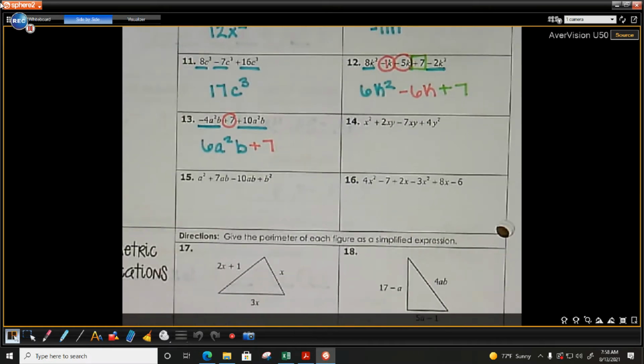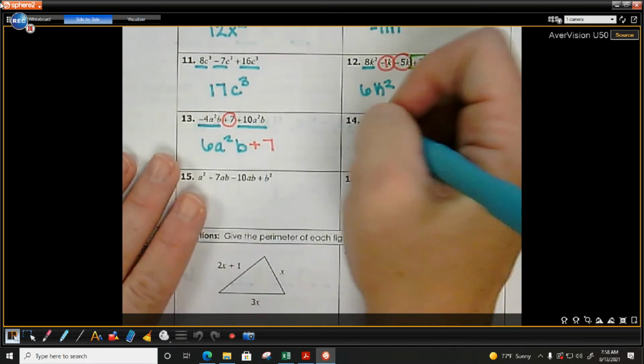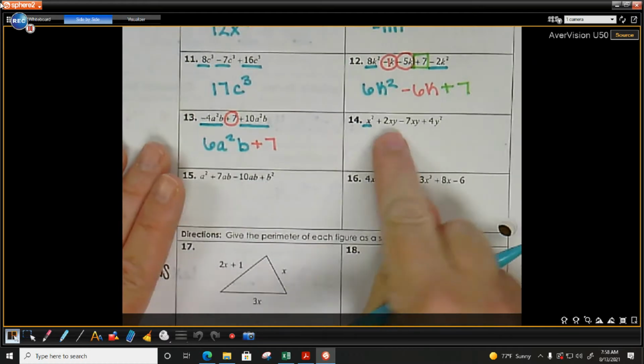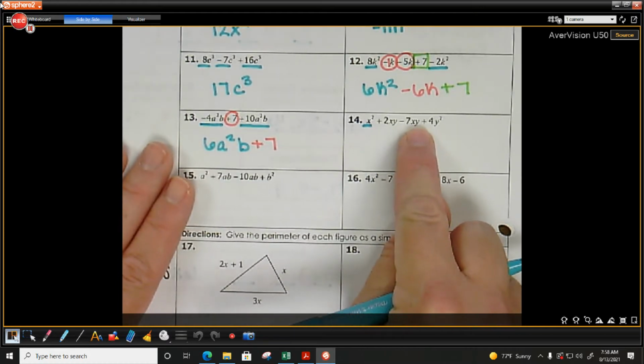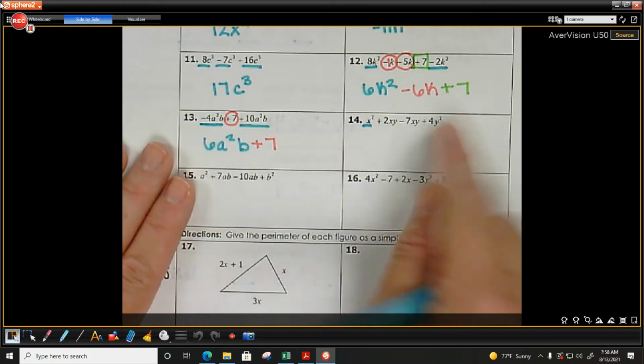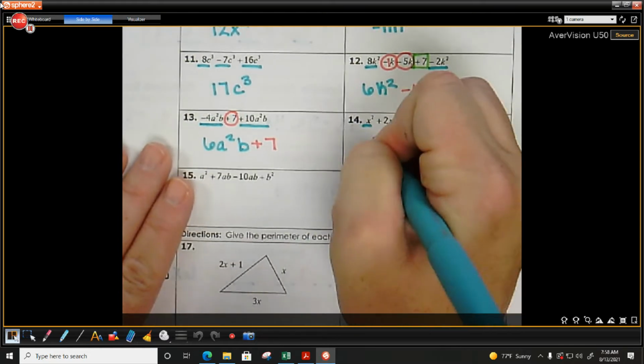Next one. Let's start with our first term. I have an x squared term. Is this an x squared term? Is this an x squared term? Is this an x squared term? Drop down your x squared. There's no like term to combine it with anything.